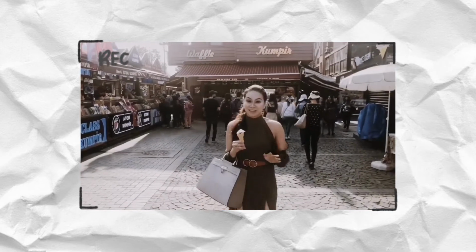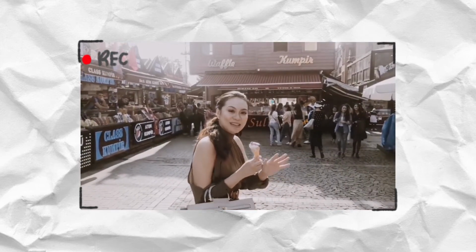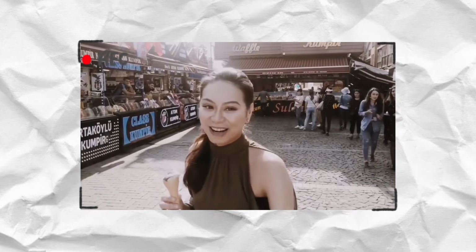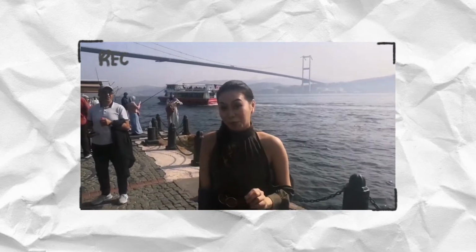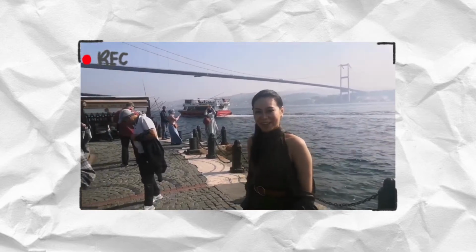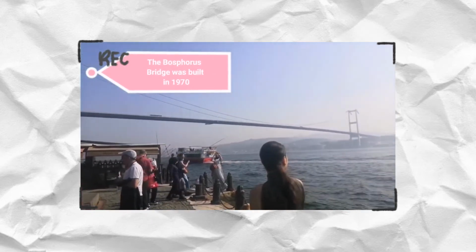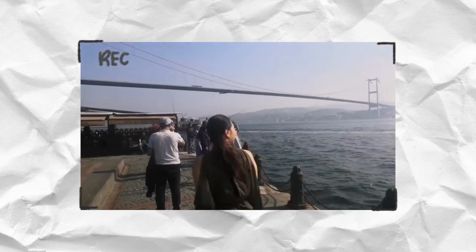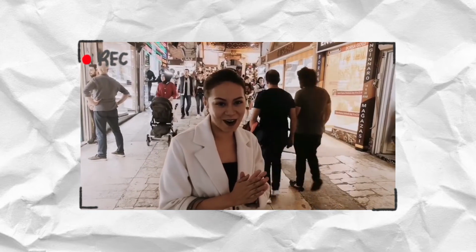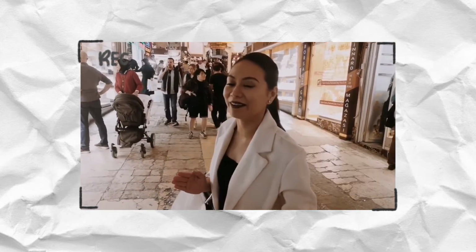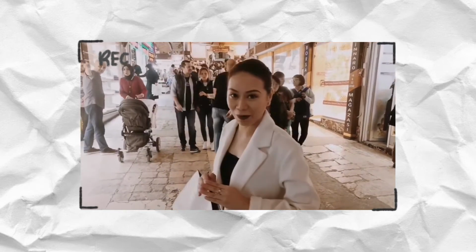This is one of the places that you need to see when you're here in Istanbul. Orta means center, according to my good friend who's taking the video. At my back is the Bosphorus bridge that connects Asia and Europe together. It's really majestic. I'm actually inside the Grand Bazaar, and this was built in 1461, making it one of the oldest markets in the world.